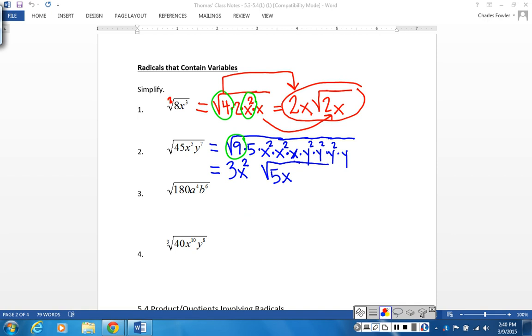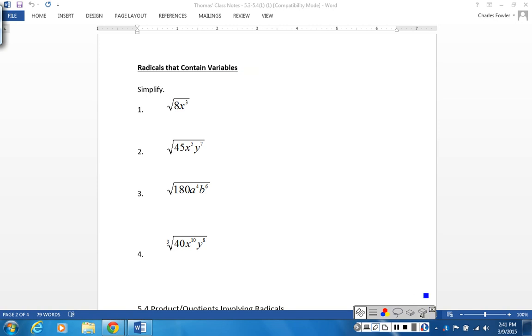Let's go down the list. So we already found the square roots of that. Now we have to find the square roots of y squared, y squared, and y squared. So y for all 3 of these, y times y times y, will give us the y cubed we need to put on the outside. However, this y will stay on the inside. So the answer is 3x squared y cubed radical 5xy. Let's go to the next problem.